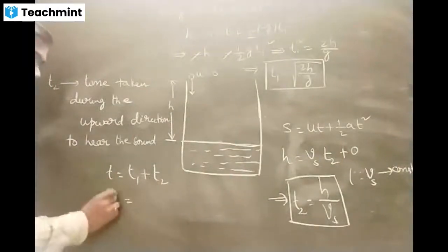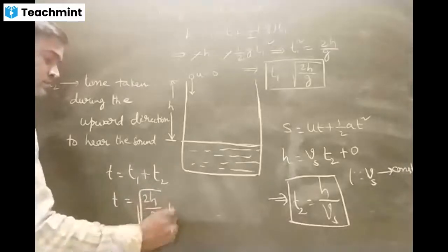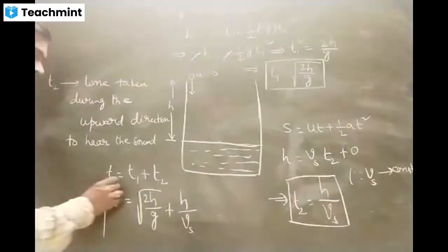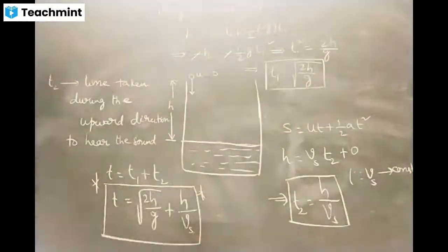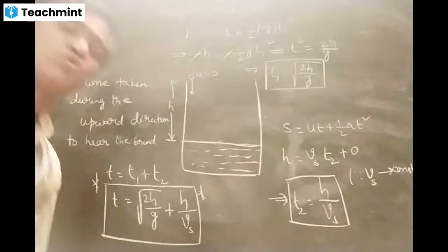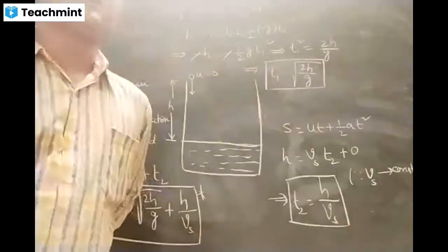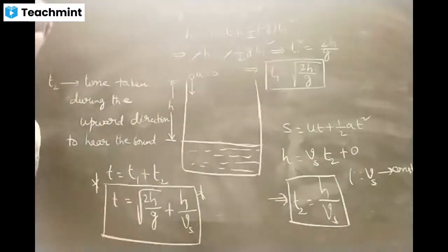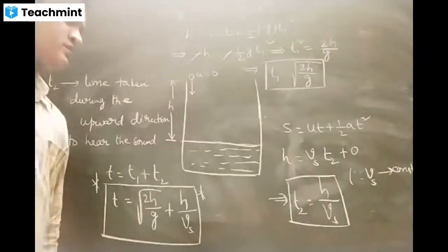Therefore, t is equal to square root of 2h by g plus h by Vs. Very, very important formula. Remember this formula. Whenever a stone is dropped into a well of depth h, and he asks the total time taken by the person to hear the splash of sound, the formula is t equal to square root of 2h by g plus h by Vs. Important concept.